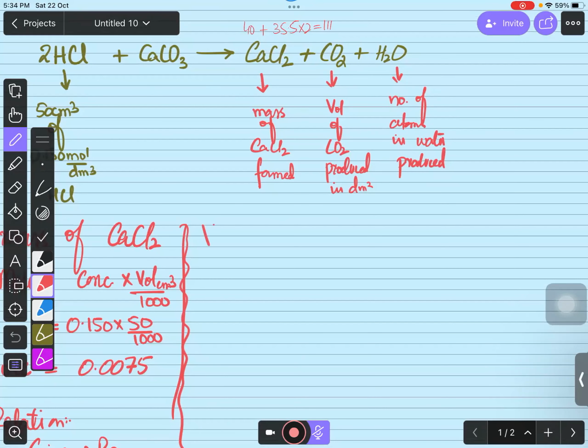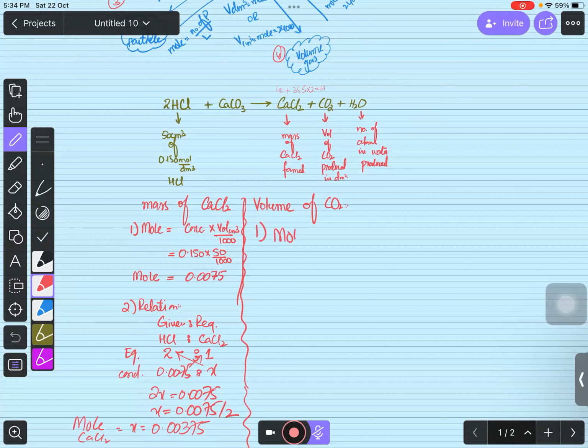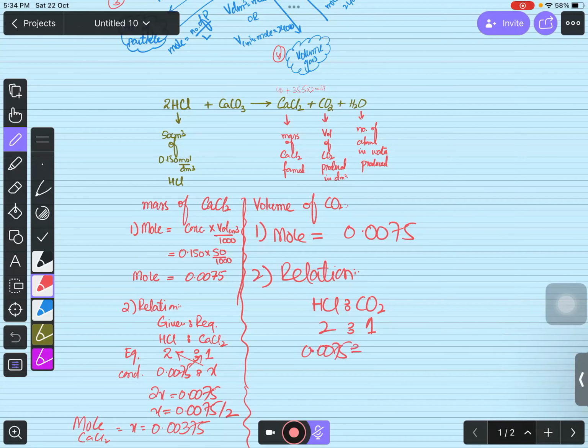Second requirement is what? This is volume of carbon dioxide in decimeter cube. Now it again remains the same. We already identified the number of moles that are given. Moles are actually 0.005, and now we start with relation. अब relation किसका लगेगा बच्चों? We have HCl and we need to find out carbon dioxide, right? So HCl is 2 and carbon dioxide is 1 in the equation. So again, the relation will remain same, which is 0.0075, or x. X will be 0.00375.